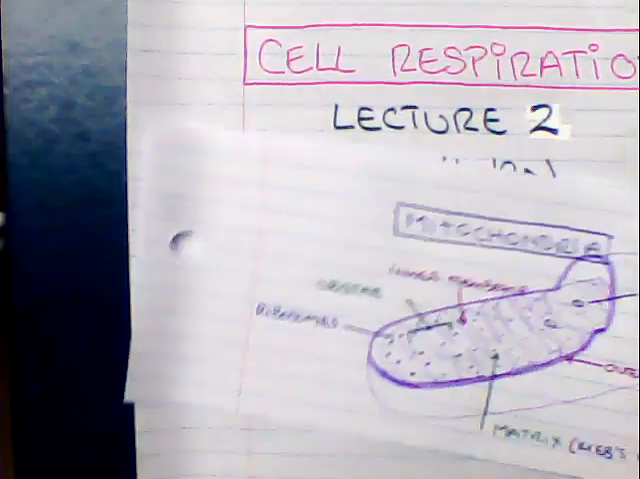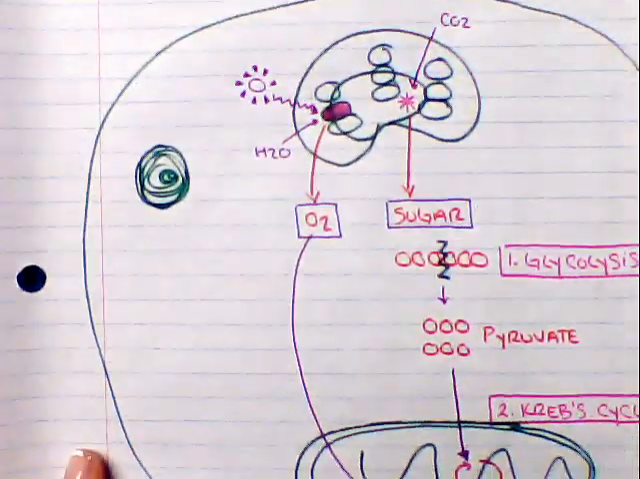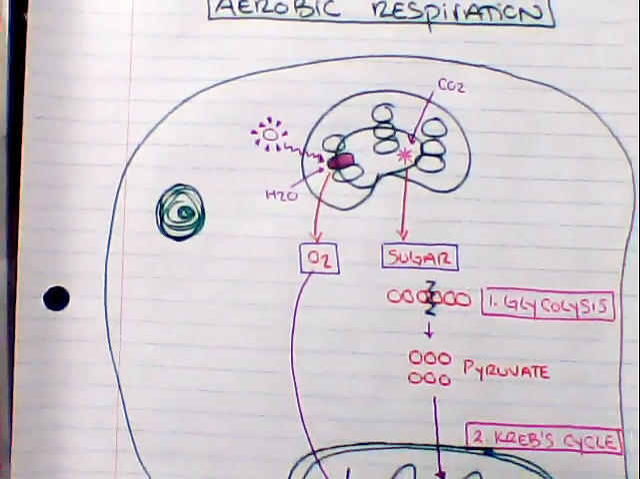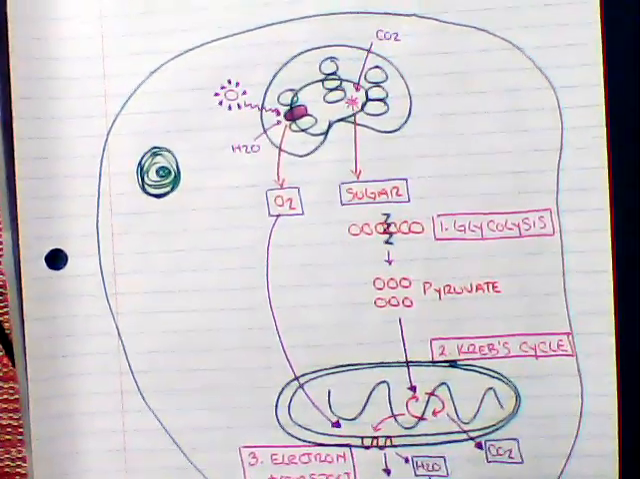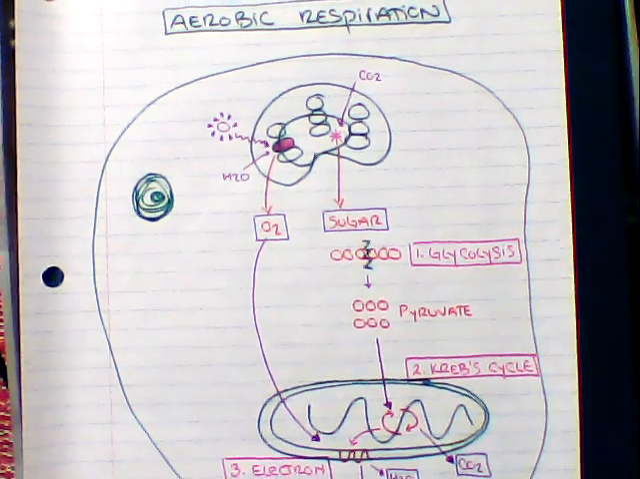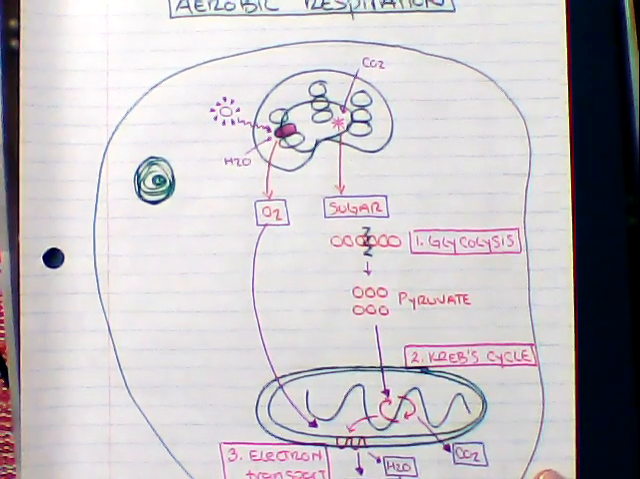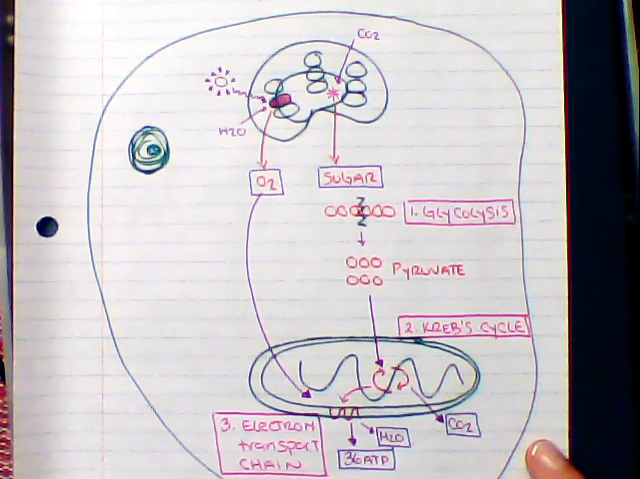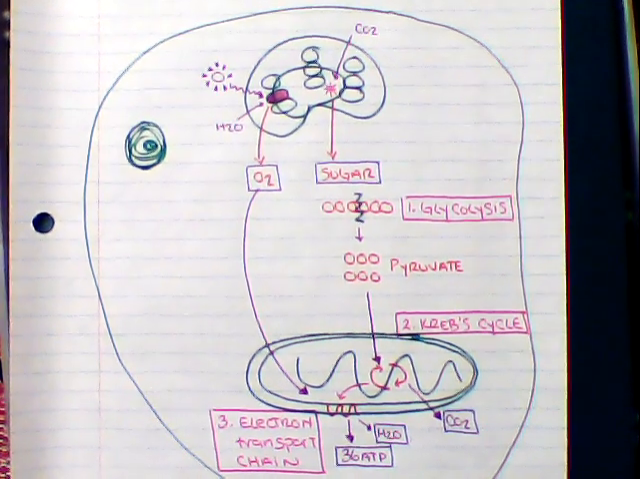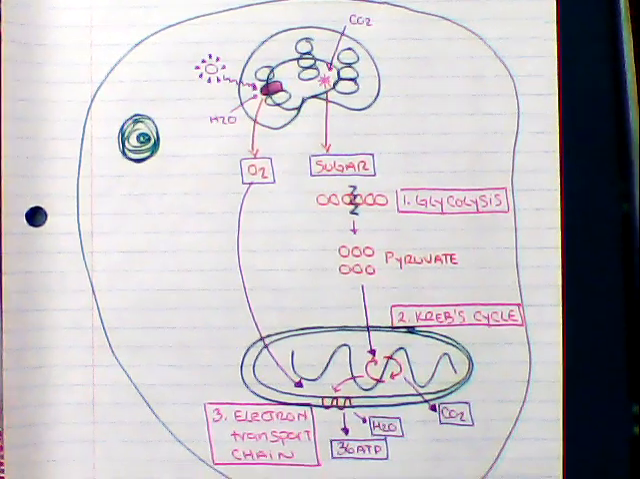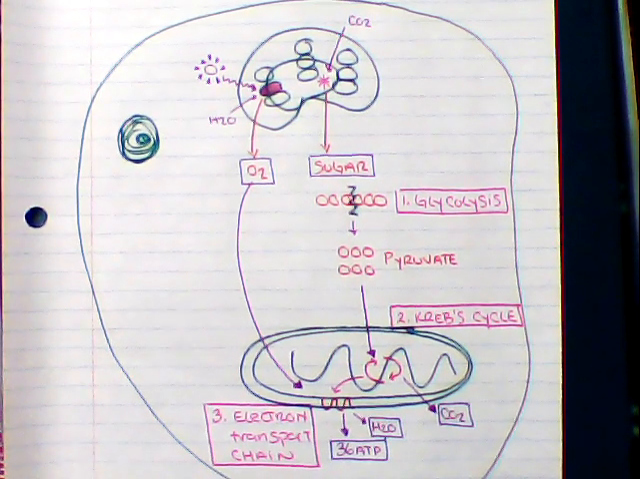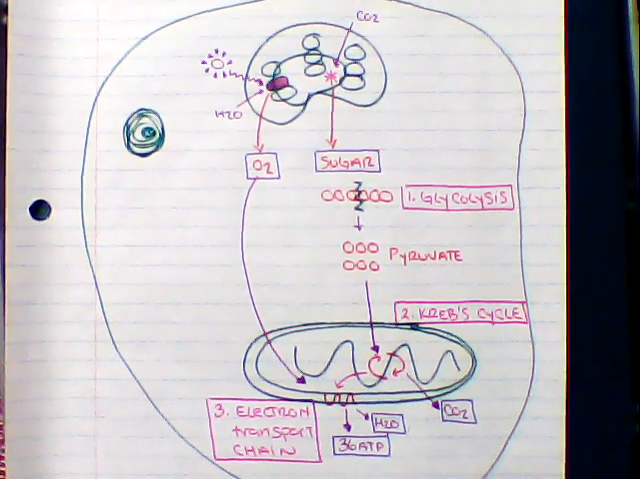Go ahead and take a moment to stop the video here as soon as I have this focused. There we go. And go ahead and write down what I have here on the picture. So what you guys are going to be doing is drawing out the cell, and we're going to be talking about the 3 steps of aerobic respiration. So please stop here and draw this out.